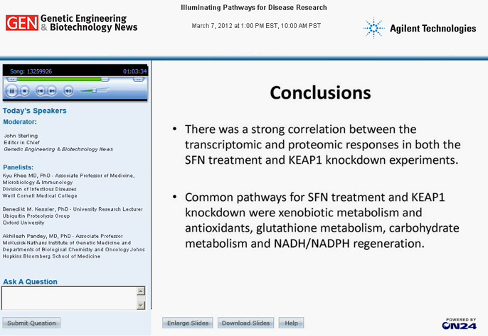In summary, what we have found through this integrated transcriptomic and proteomic analysis is that there was a strong correlation in the mRNA and protein changes across the sulforaphane treatment and KEAP1 knockdown experiments. We also identified common pathways for sulforaphane treatment and KEAP1 knockdown, and these were biotransformation, glutathione metabolism, NADH and NADPH regeneration, among many others. Next slide.